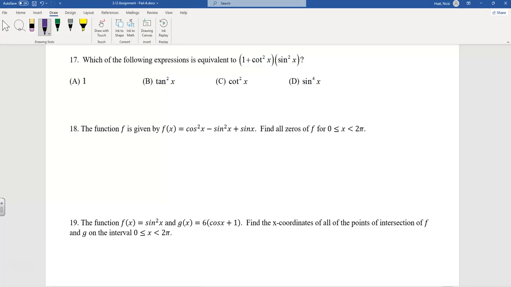Okay. I've got this equation, f of x. I'm supposed to find the zeros. What do I do to find zeros of a function, no matter what type of function I'm dealing with? Move everything to one side and set it equal to 0. So I'm going to have cosine squared x minus sine squared x plus sine x equals 0.